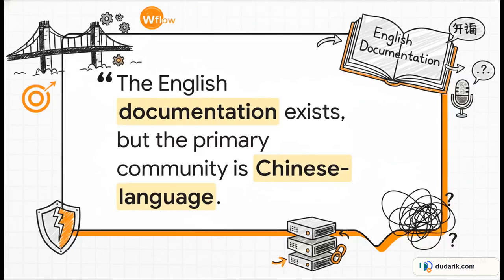However, to be completely objective in our explainer today, we have to talk about constraints. It is a newer tool compared to established platforms like MLflow or Weights and Biases. And as this insight accurately notes, while English documentation is available and improving, the primary development community right now is Chinese language. So if your engineering team relies heavily on massive pre-existing English forums or Stack Overflow-style support for quick troubleshooting, that's a practical constraint you definitely need to consider before migrating your entire stack.